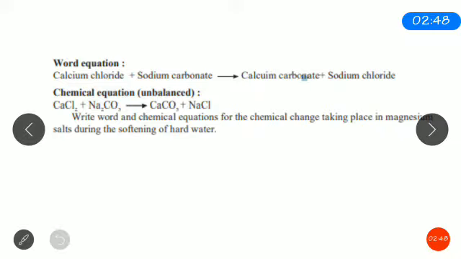The following equation can be written for the chemical change: calcium chloride plus sodium carbonate will give you calcium carbonate plus sodium chloride, and the chemical equation is CaCl2 plus Na2CO3 will give you CaCO3 plus NaCl. When you write the word and chemical equation, you have to remember that the reactants are on the left hand side, product is on the right hand side.